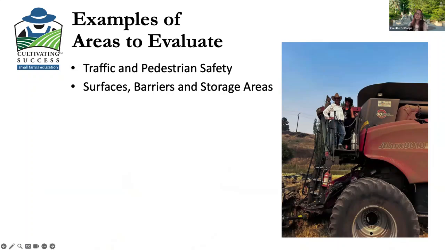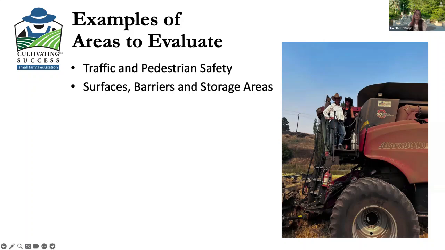And how do surfaces change when your weather changes? On a nice dry day, maybe you don't have slick spots in your path, but you may have that if it's been raining. And how are you going to mitigate that slickness of those surfaces? Do you have barriers that keep people where you want them to be?